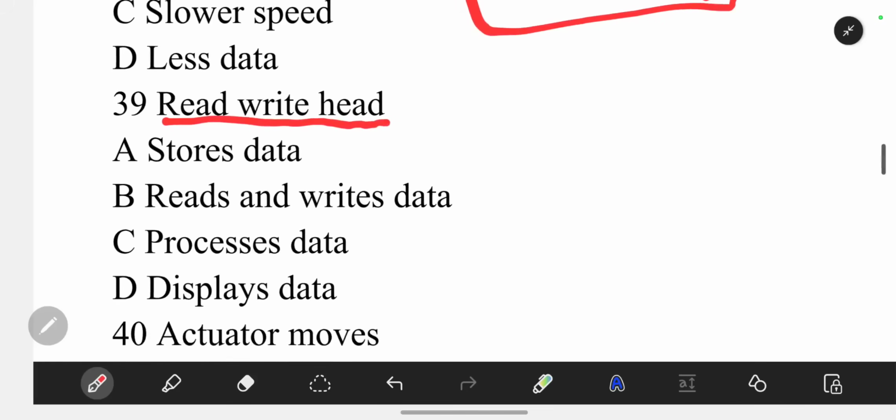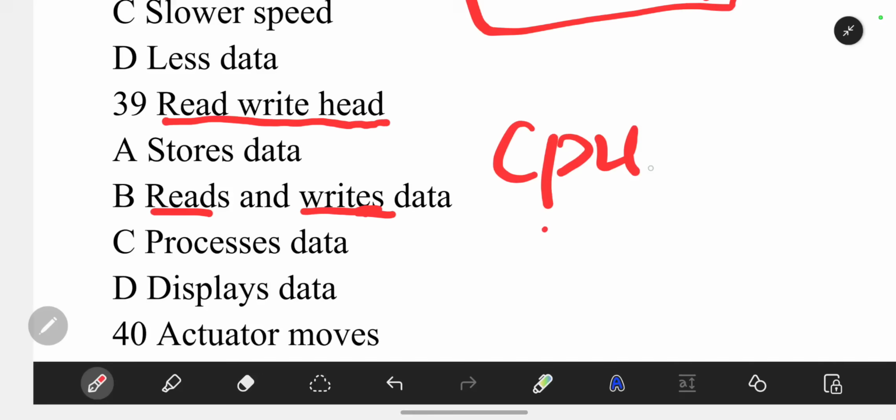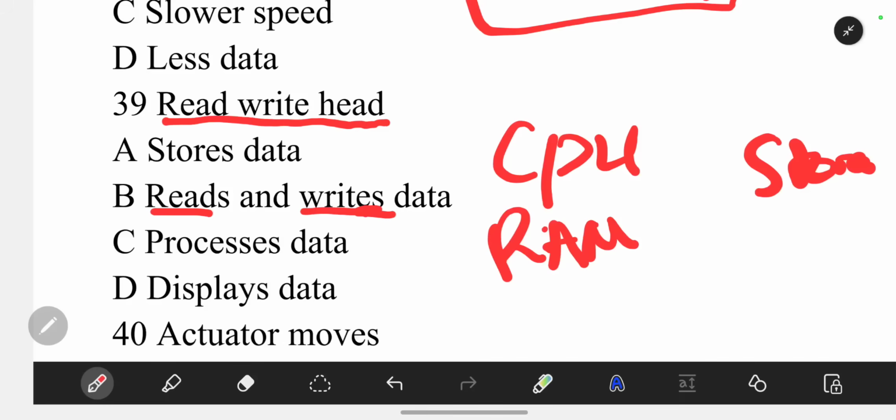Number 39, read write head. This one is very simple. We have the read write head. What it does is that it reads and writes data. We now know what to read is. To read simply means you are sending something from the storage to the internal part, which is the CPU, which might be represented by the RAM. That is what we call reading. Then writing is from the CPU to the storage.